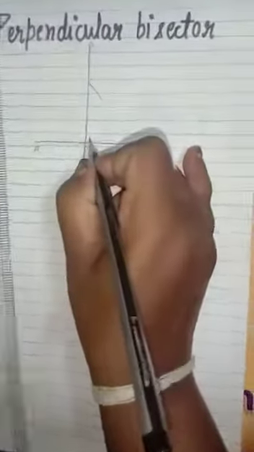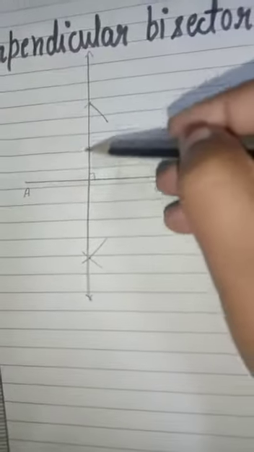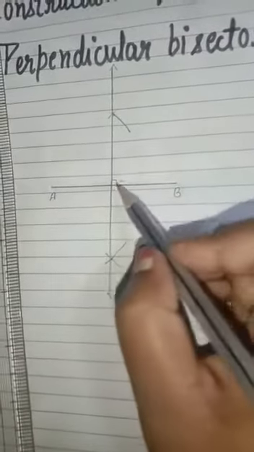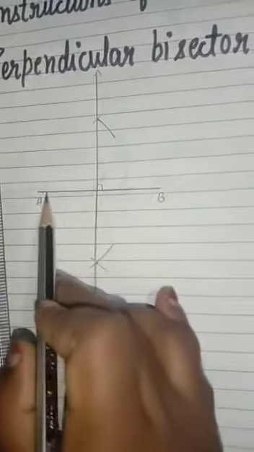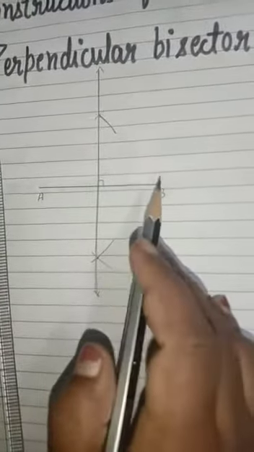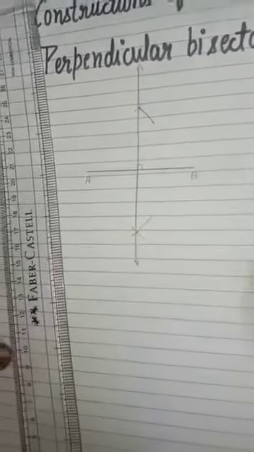So this line is nothing but a perpendicular, because it forms a 90-degree angle and divides the segment AB into two equal parts. Now we will see whether it is really an equal part or not.